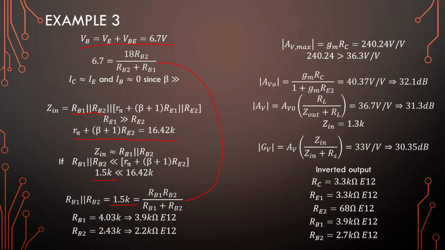Okay, so 4.03 kilo ohms, 3.9k is the closest. RB2, 2.43 kilo ohms, 2.2 kilo ohms is better than choosing 2.7 in this case. If you choose this too high, the current flowing will be a bit too high. I think, yeah, I was playing with these two values, so here I have a different RB value.